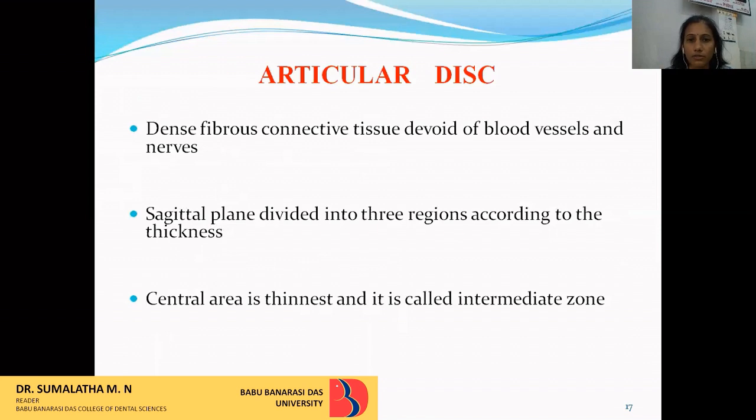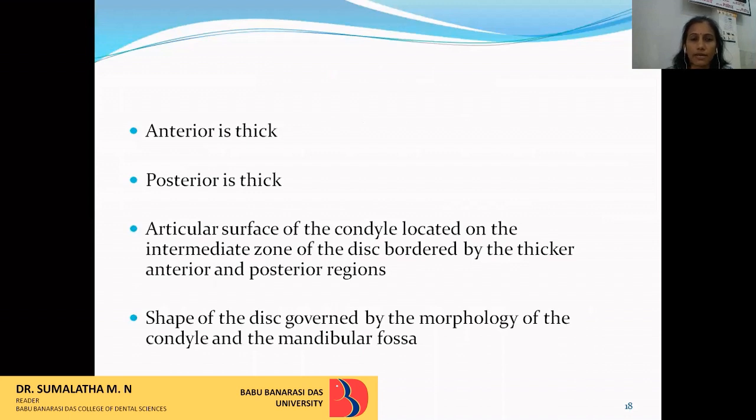Means it's usually avascular in nature. The sagittal plane of this articular disc is divided into three zones according to the thickness, that is anterior, posterior and the central area or middle zone. The central area is usually thinnest and it is called the intermediate zone, whereas the anterior and posterior zones are usually thick. The articular surface of the condyle is usually located on the intermediate zone of the disc, which is bordered by the thicker anterior and posterior regions.